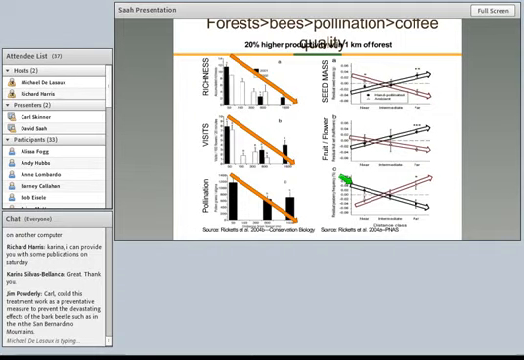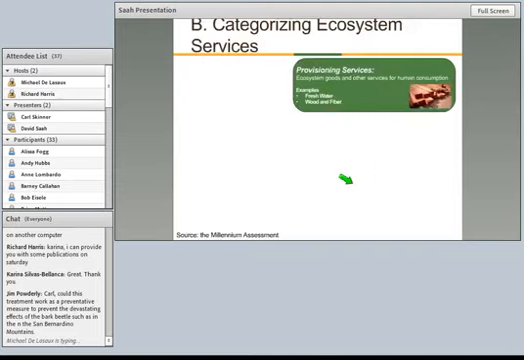So, for example, if you wanted to look at forests, forests produce bees. Bees allow you to pollinate, which increases the amount of coffee and the quality of coffee, to the point where they were able to quantify that you will have 20% more productivity if you're within 1 kilometer of a forest. That's something that's useful and manageable and something that's quantifiable.